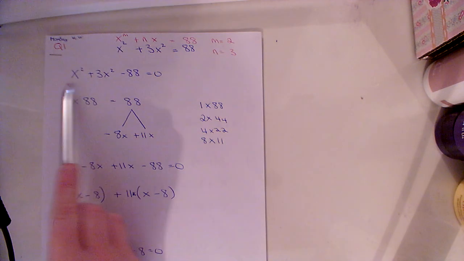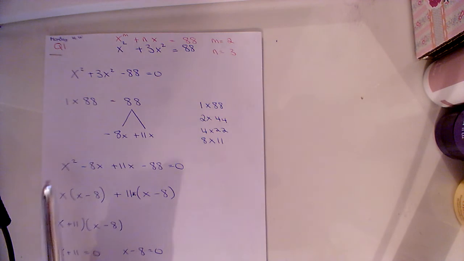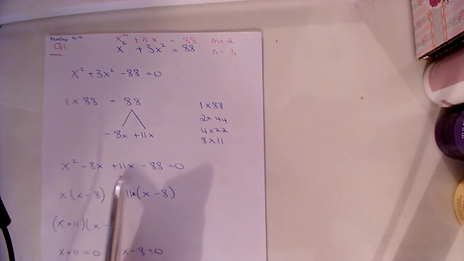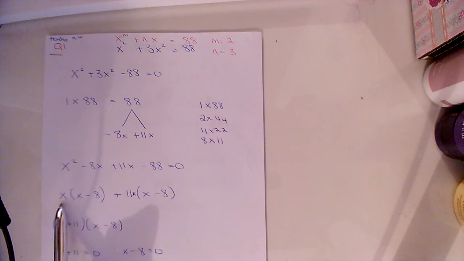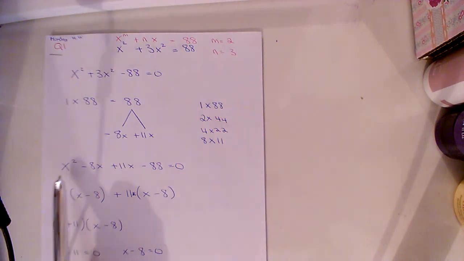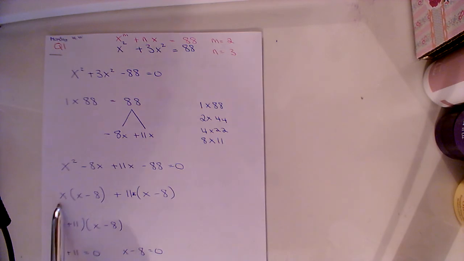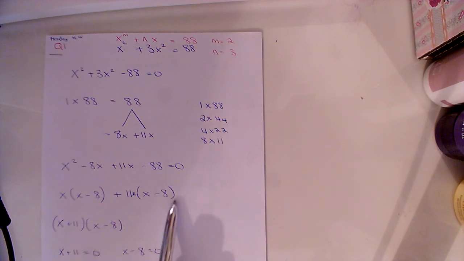I then rewrite this original sum using my minus 8x and my plus 11x. So I have x squared minus 8x plus 11x minus 88 is equal to 0. I have x bracket x minus 8 because I'm factorising by grouping, so I see what they have in common. They have an x and I'm left with x minus 8. Here I see what they have in common. They have an 11 and I'm left with x minus 8. Okay, so I bring them together, so I have x plus 11, x minus 8.